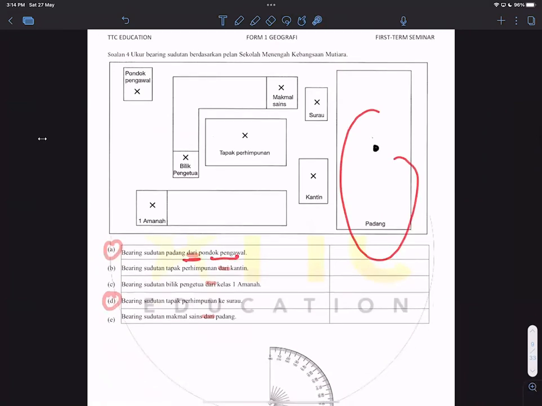from Pondok Pengawal. Where is Pondok Pengawal? Okay, so if they give you the dot, then you guys use a dot. Okay, so I ignore the cross here because this is not the center part. But I assume this is the Pondok Pengawal. If they give you, then you refer from here. So this is Padang. So guys, in order to measure the bearing sudut, we have to draw the cross, right? So draw the cross on Padang or Pondok Pengawal. Which one? Look here.